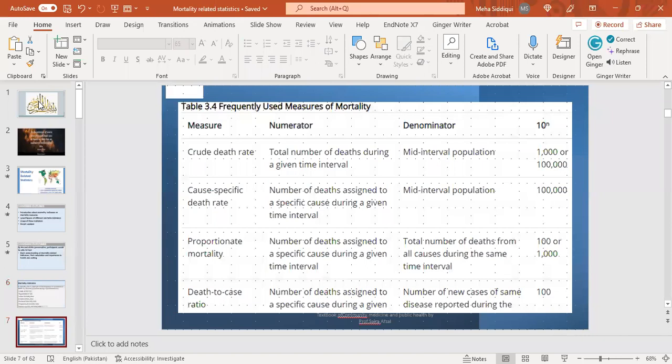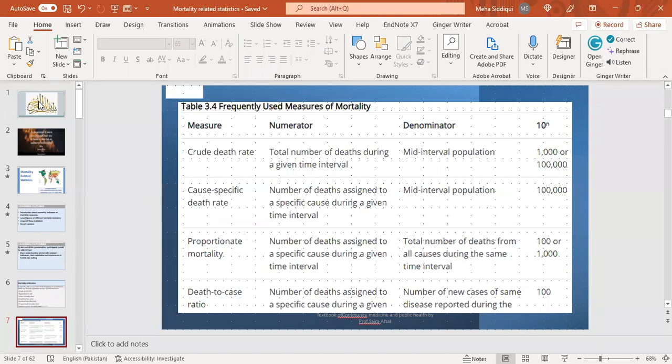Now, frequently used measures of mortality. First comes crude death rate, in which the numerator is the total number of deaths during a given time interval over the mid-interval population. Then comes cause-specific death rate. In this, the numerator is the number of deaths assigned to a specific cause during a given time interval, and the denominator is the mid-interval population. Proportionate mortality. The numerator is the number of deaths assigned to a specific cause during a given time period. And in the denominator, we have the total number of deaths from all causes during the same time interval.